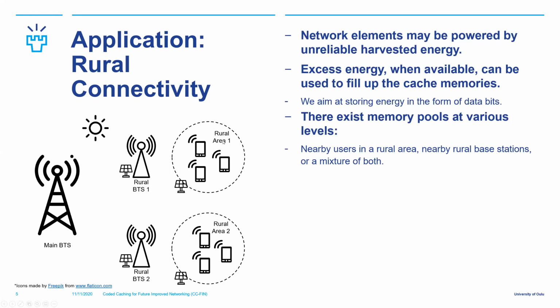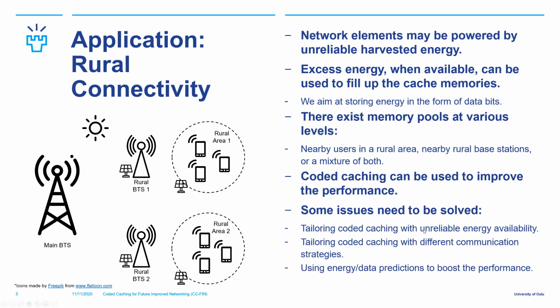However, here we have these clusters of users which are nearby each other, like these rural user equipments, or these rural base stations. From the point of view of this main base station, they can also form a memory pool. So coded caching can be used to improve the performance in this scenario. And we are not only storing the energy in the form of data bits, but we are also using it in a very efficient way if we apply coded caching to this scenario.